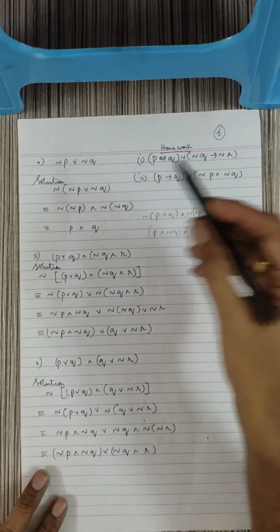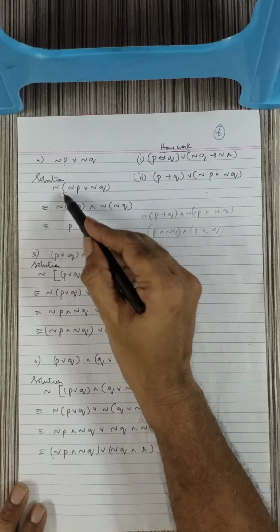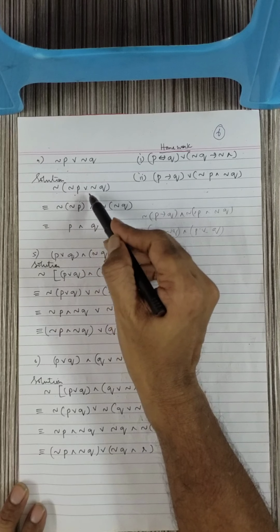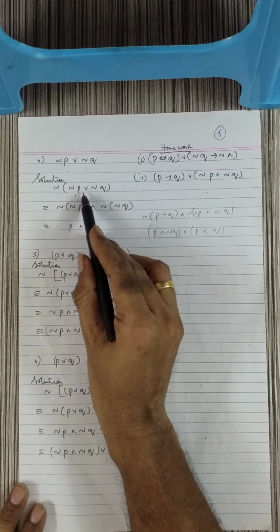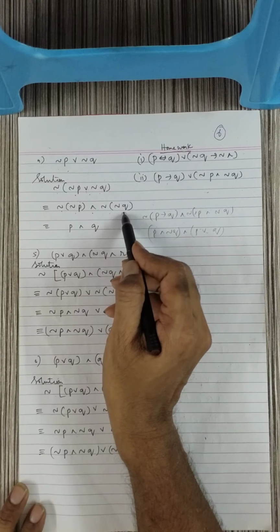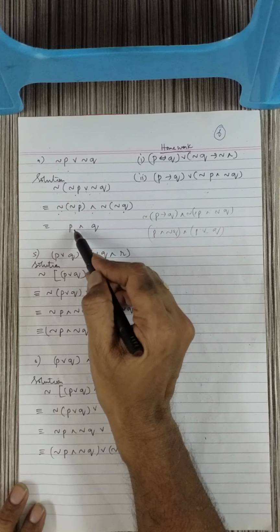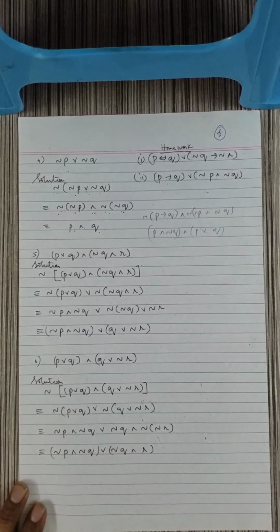Fourth sum is very simple. Negation of negation P or negation Q. So negation outside the bracket and inside the bracket negation P or negation Q. Applying the formula for OR, negation of the first part and negation of the second part. So negation of negation P is P as it is, negation of negation Q is Q. So again a very simple sum.